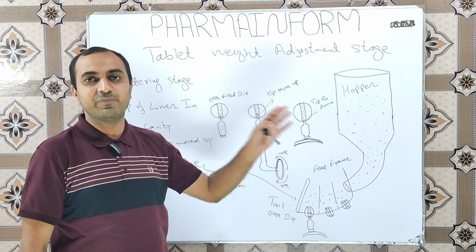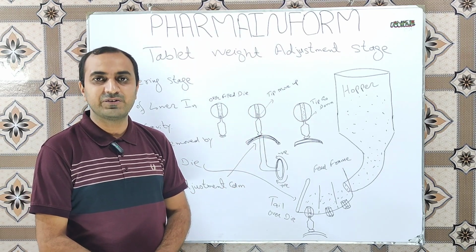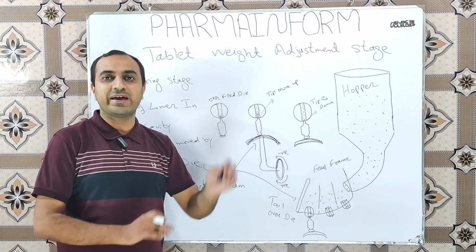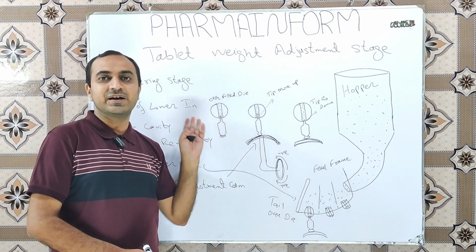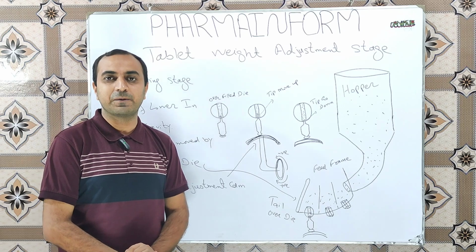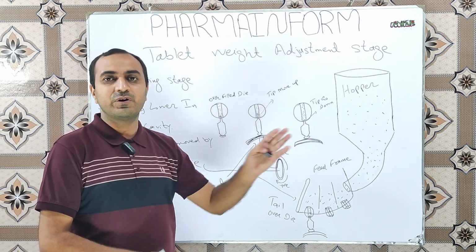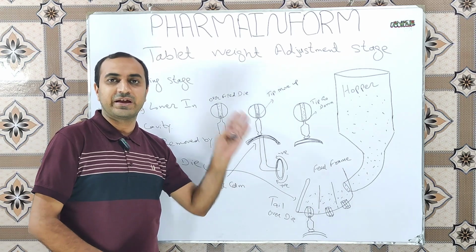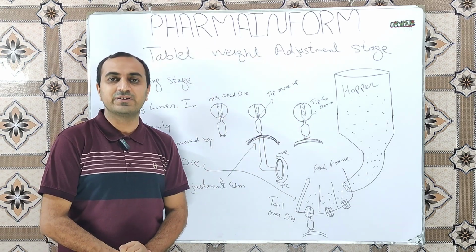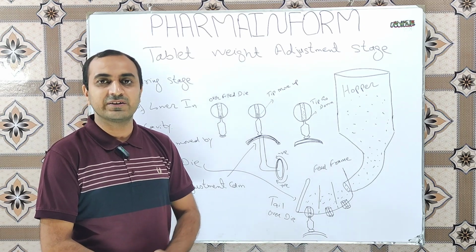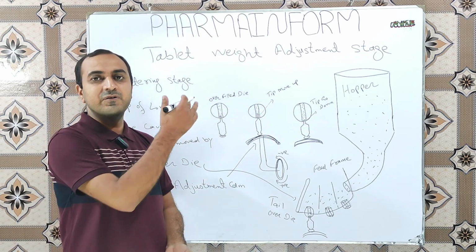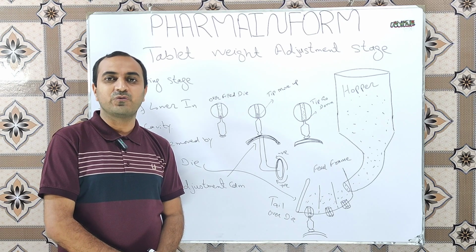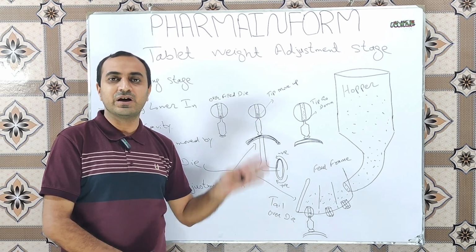So let's start our main topic, the weight adjustment stage. The weight adjustment stage of the compression cycle is also known as the metering stage, and it is the second stage of the tablet compression process. For a brief overview, there are 4 stages of tablet compression. First one is the filling, second one is the weight adjustment, third one is the compression, and fourth one is the ejection.